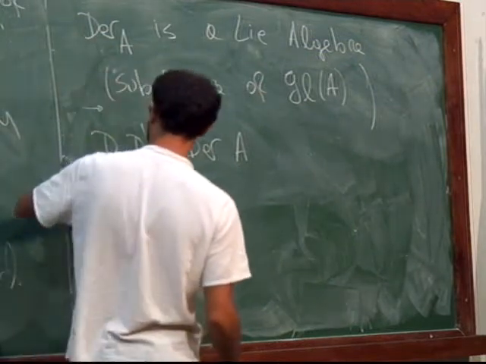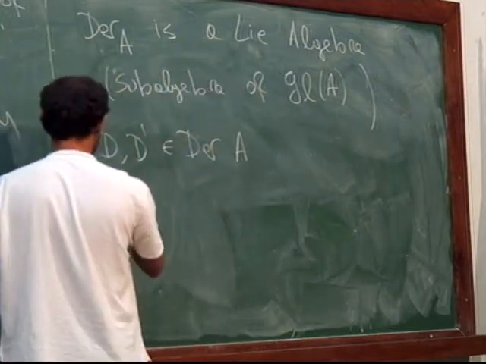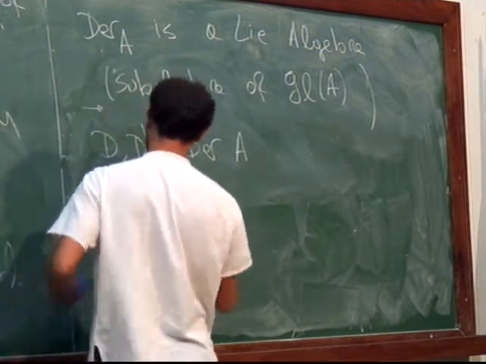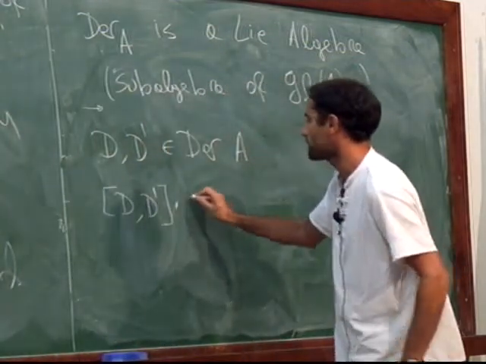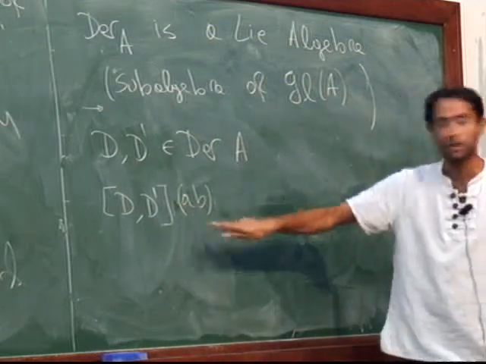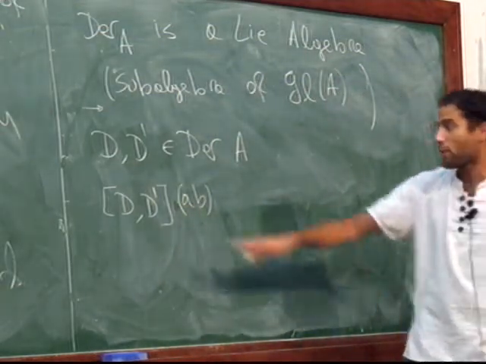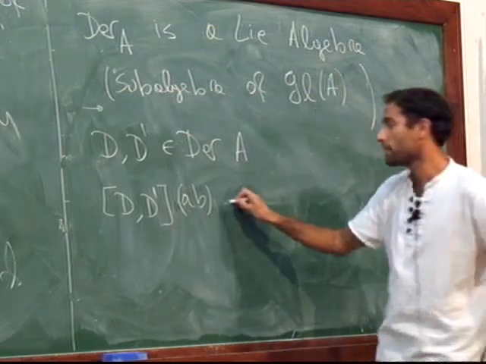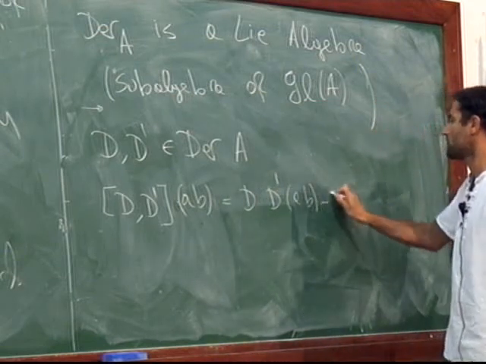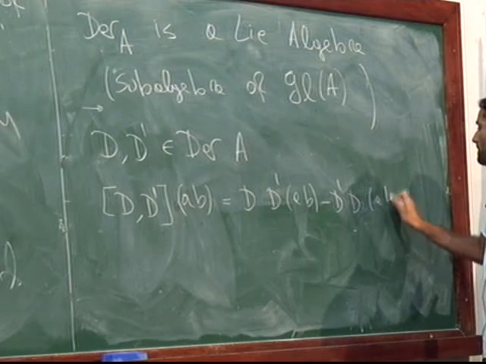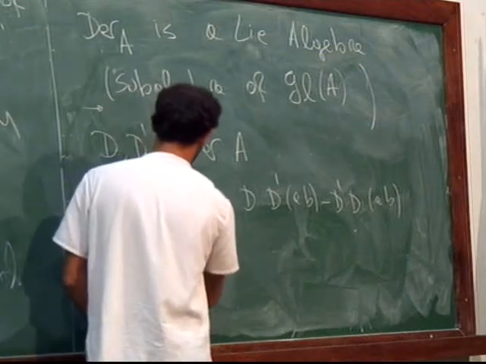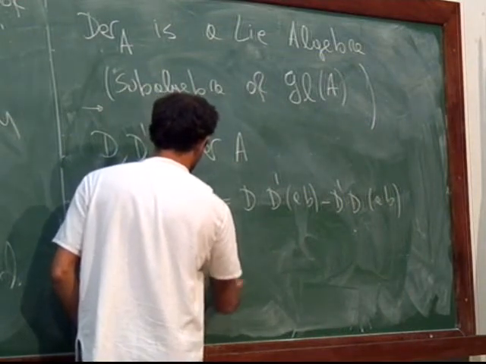Well, so let's check the bracket. So we want to check that the bracket acting on A and B is still a derivation. So let's do this. The bracket is inside of GLA. So this by definition is D acting on D prime on AB minus D prime acting on D on AB. But now D prime is a derivation, so this is the same thing as D acting on D prime A times B.